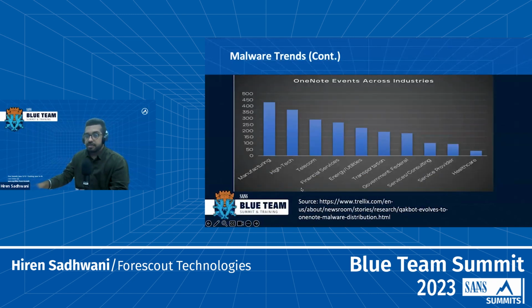This is one of the stats shared by Trellix, showing the targeted industries where OneNote malware was used, from manufacturing, high-tech, telecom, finance, governments, healthcare, to transportation. Every industry was targeted during that time.